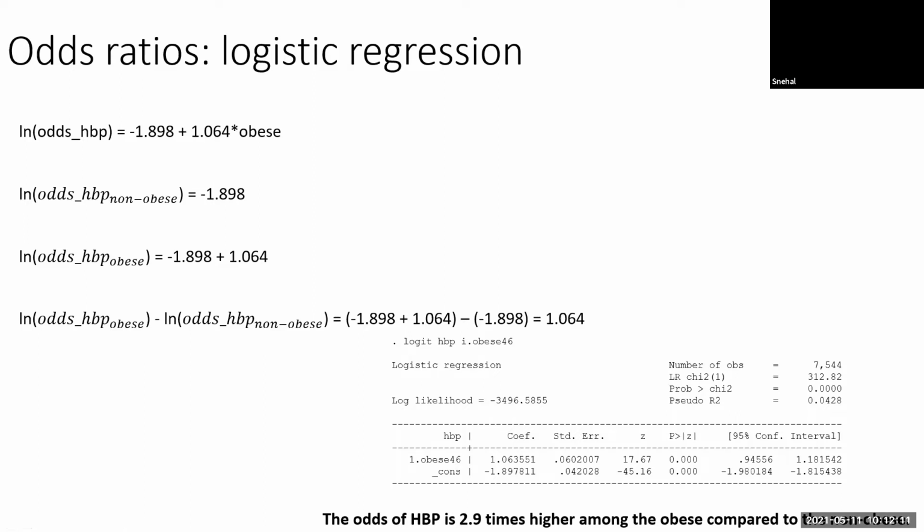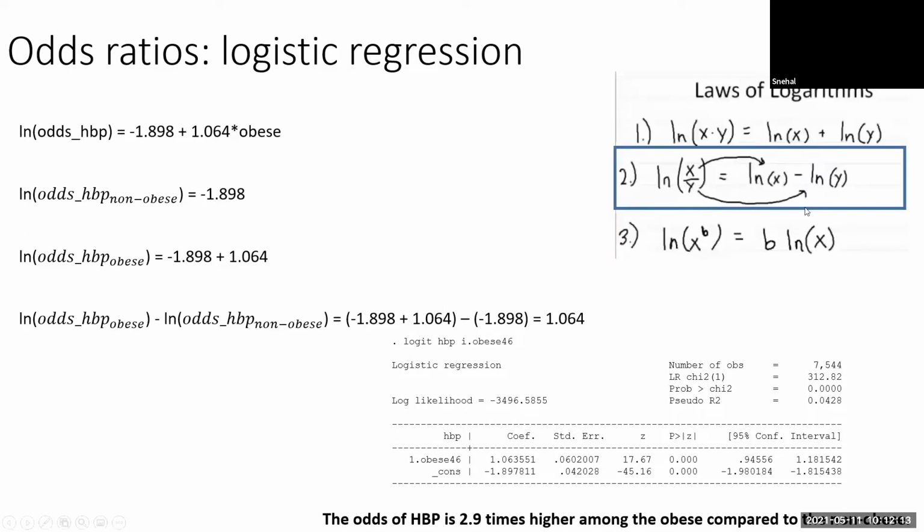Now here is where I need you to remember your laws of logarithms. Specifically, I need you to remember that log x minus log y is equal to log of x divided by y. So basically, if I apply it onto this, log of something minus log of something else is equal to the log of the ratio. Now this log of the ratio is the log of the odds of high blood pressure among the obese divided by the odds of high blood pressure among the non-obese. So this is the log odds ratio for high blood pressure comparing obese to non-obese, and that's equal to 1.06.